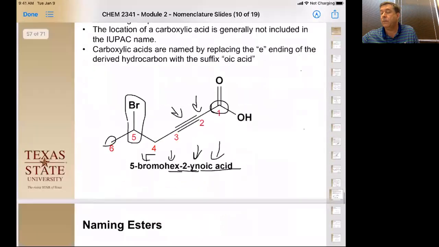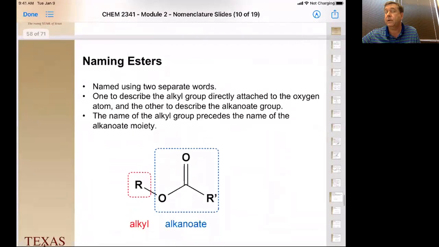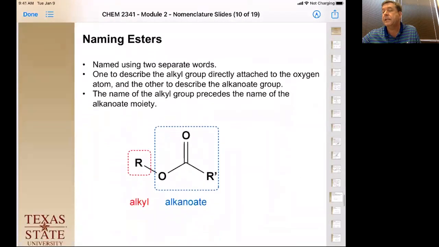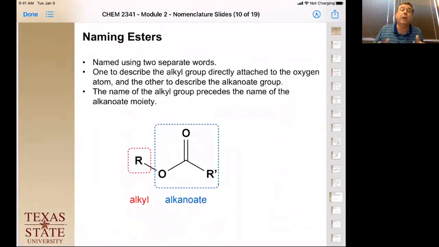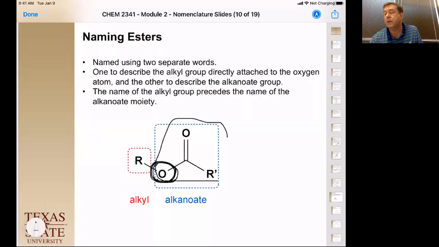All right, I got one more slide and then we're going to break for the day, and it's naming esters. Esters are a carboxylic acid derivative too, and you'll notice that it has that electronegative atom, in this case the oxygen, okay? And you typically make esters from a carboxylic acid and an alcohol. So when we name them, we name the carboxylic acid we have, which is going to be this side of the molecule, the carbonyl side of the molecule.